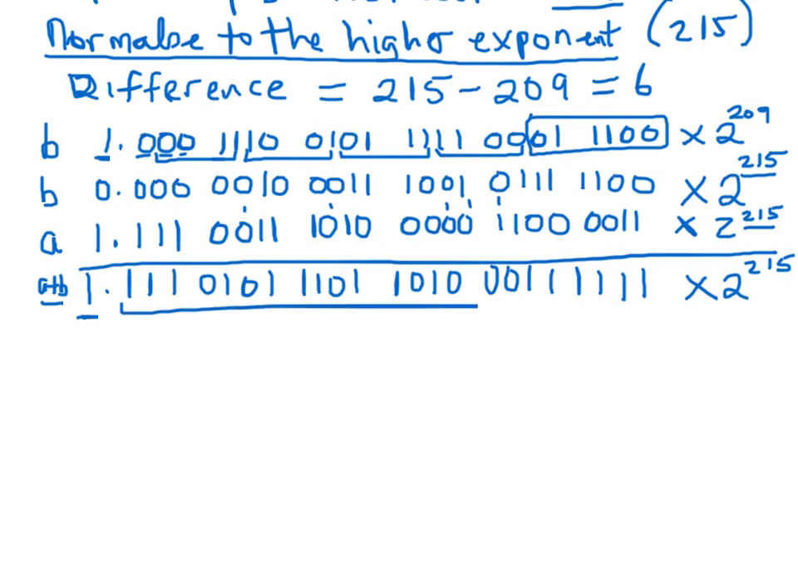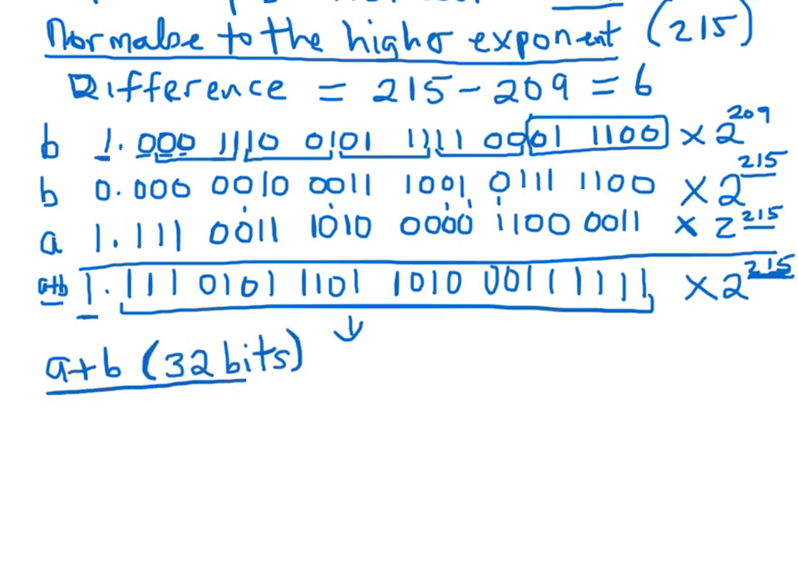This part here is going to form my significand, and this part here is going to be my exponent. So my exponent is going to be the same as it was for A. So if I look at A plus B, the 32 bits that the computer stores now for the answer is going to be 0, because it's a positive number, right?